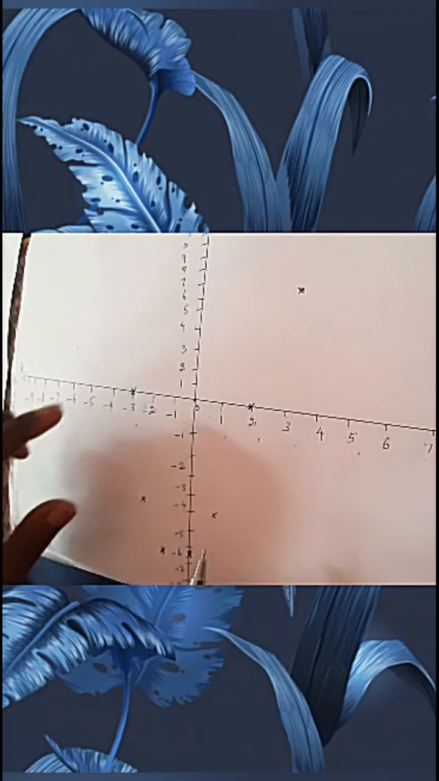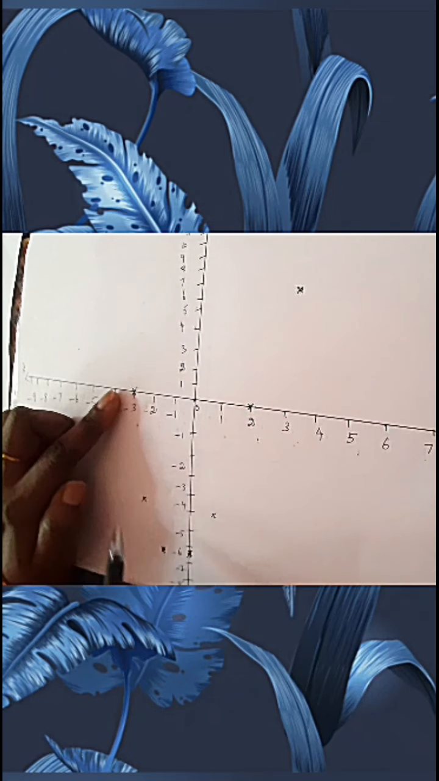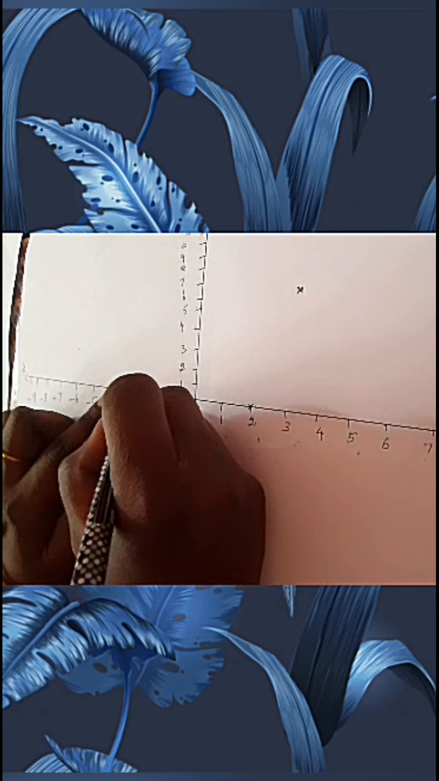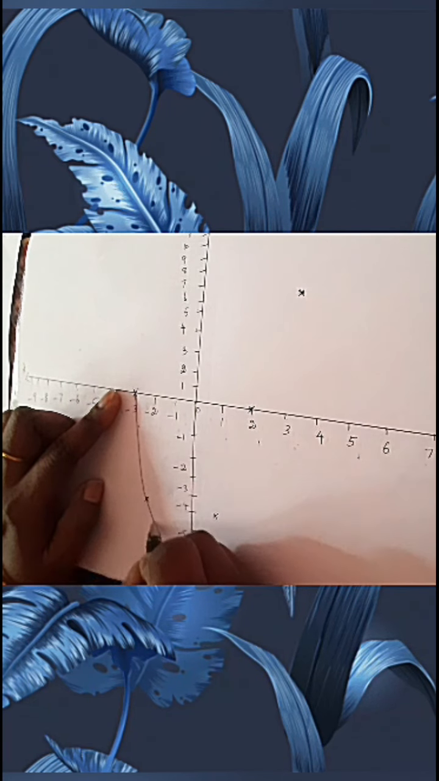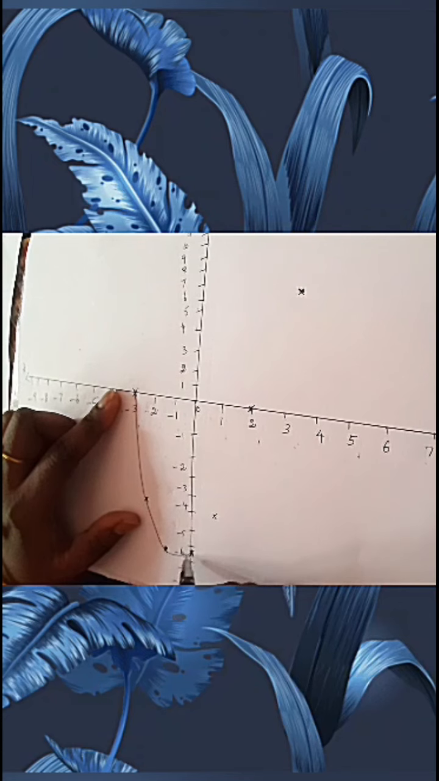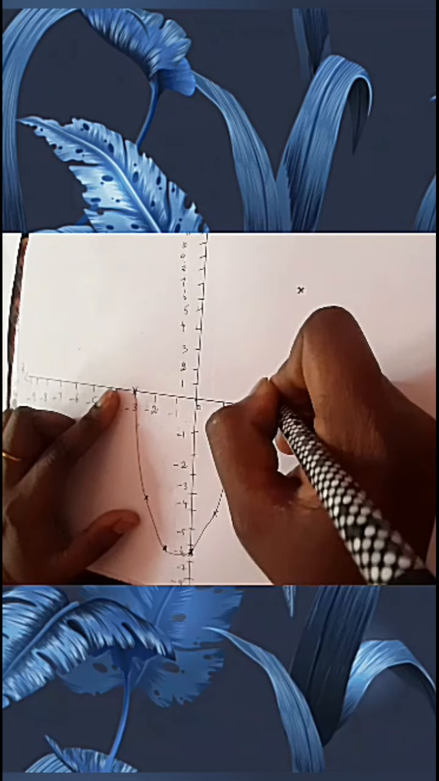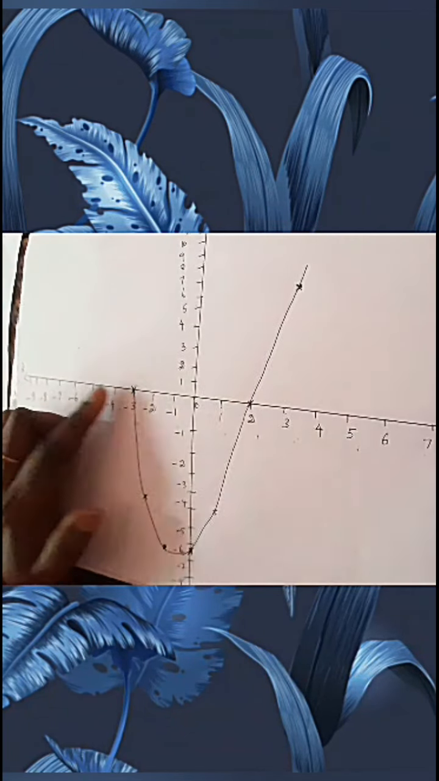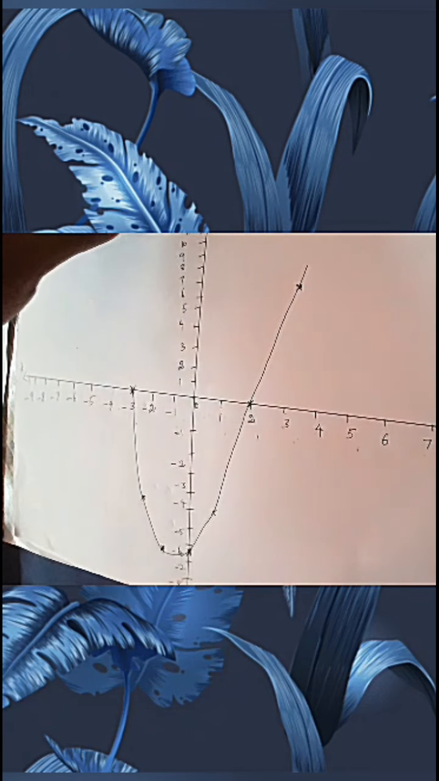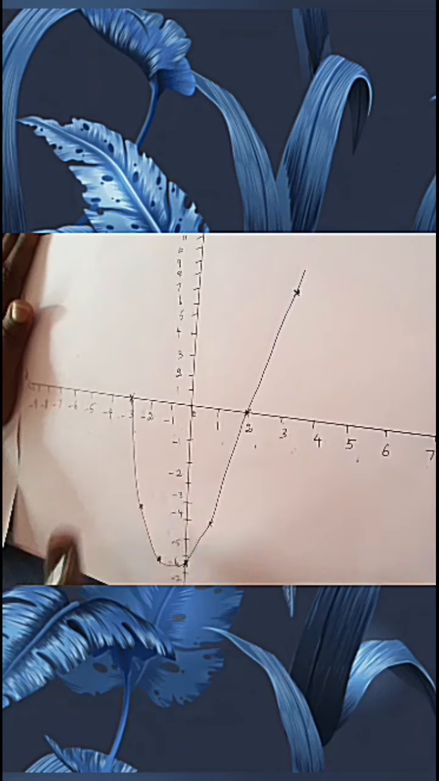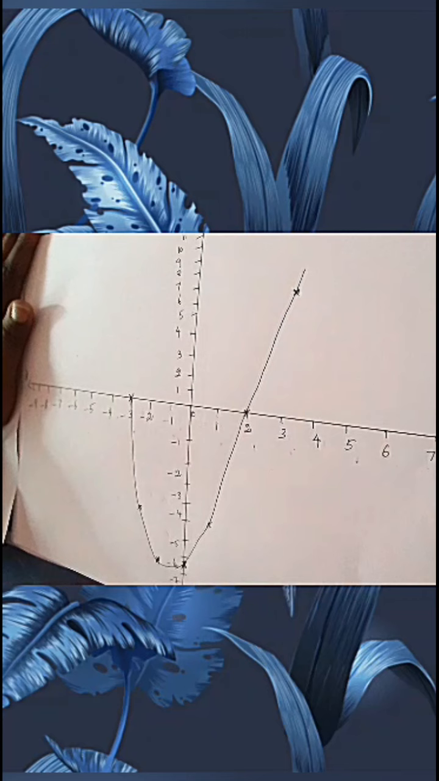Now I am going to draw a smooth curve. Okay, we have the steps. The last step is we have to join all the points forming a smooth curve. I'm very poor in drawing. Okay, have a look, students. Okay, it's a concave upward. The graph is a concave upward.